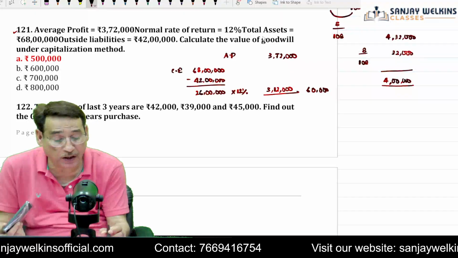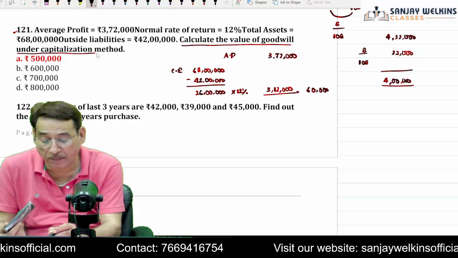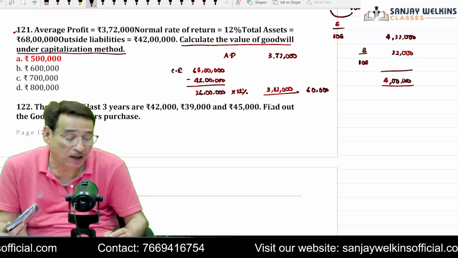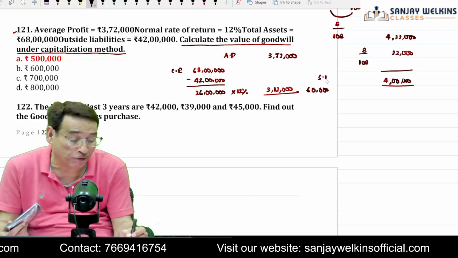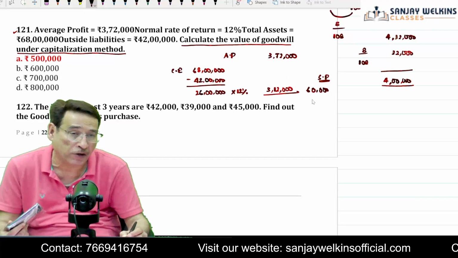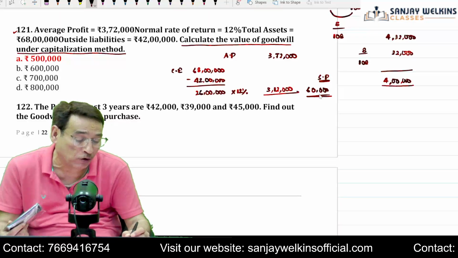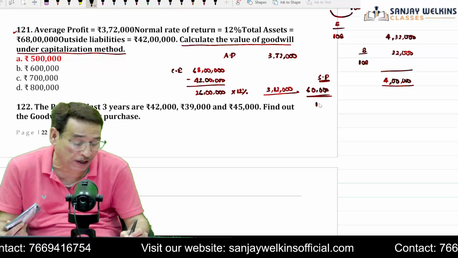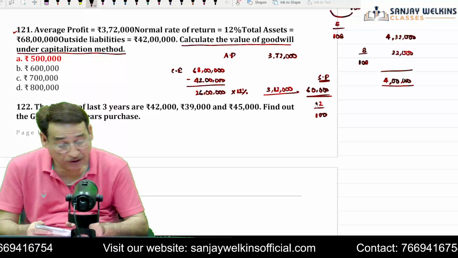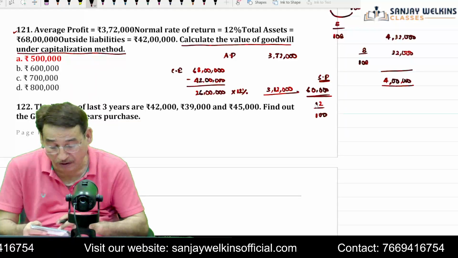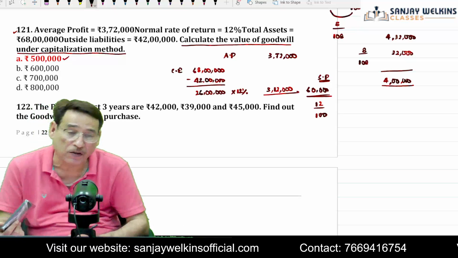And goodwill is to be computed. Here the question states to calculate the value of the goodwill under the capitalization method. Now you have got the super profit. If you remember, under admission of partnership, I told you that under the capitalization method, through a shortcut you can also find out the goodwill. You can simply capitalize the super profits. You divide it by the normal rate of return and you get the amount of goodwill. So 60,000 into 100 divided by 12 will give you 5 lakh. So 5 lakh will be your answer. Is it clear to you?